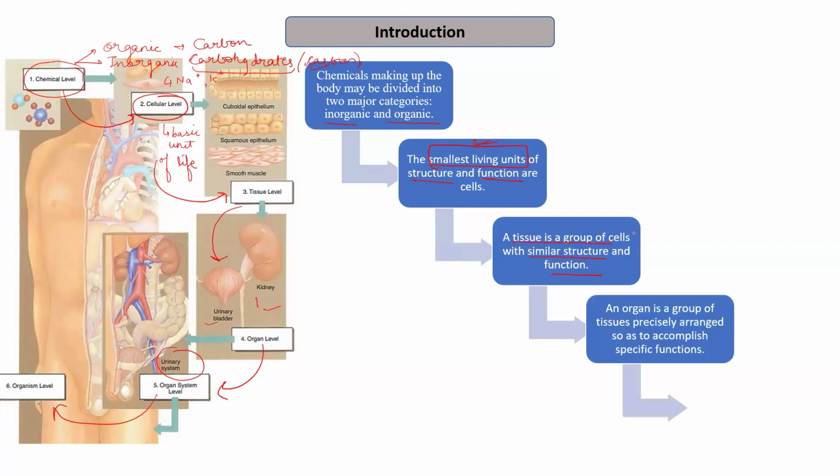Then, as I mentioned, we have an organ. An organ is a group of tissues. It is a larger unit than tissues. It is a group of tissues which are arranged precisely to accomplish a certain function. For example, as I mentioned, the urinary system consists of organs like the kidney and urinary bladder. There is a precise arrangement of various organs like the kidney and urinary bladder that allows them to perform a particular function of urination. Then we have the organ system in the last. An organ system is a group of organs, like, for example, the kidney or the urinary bladder, that contribute to a particular function.